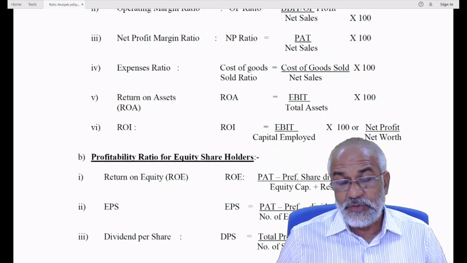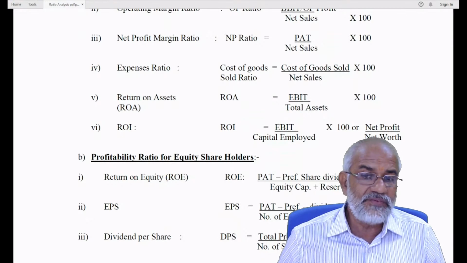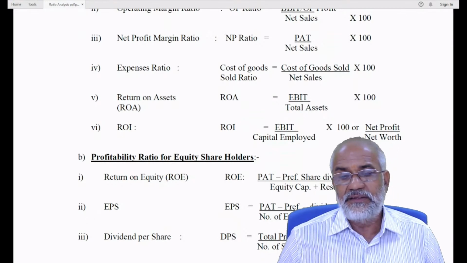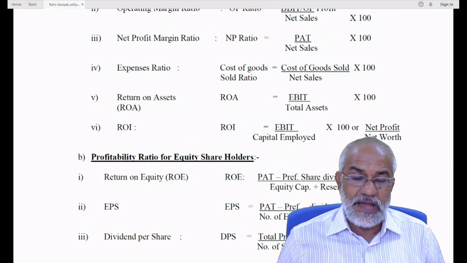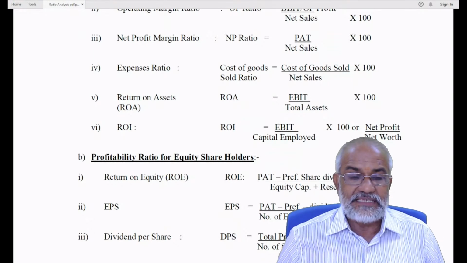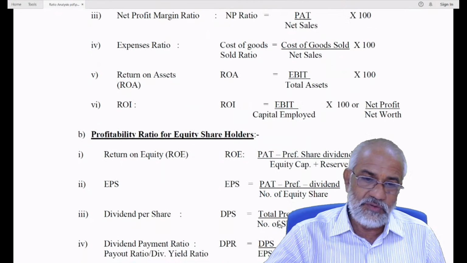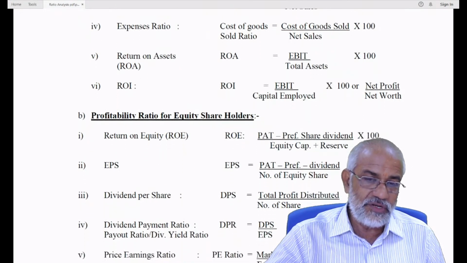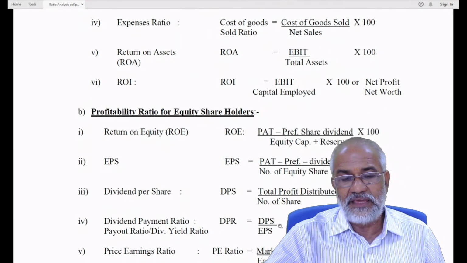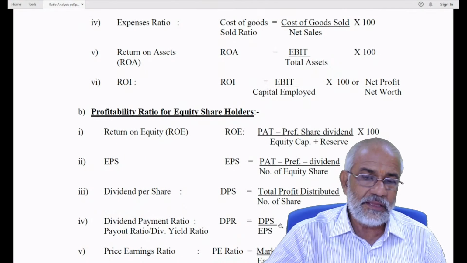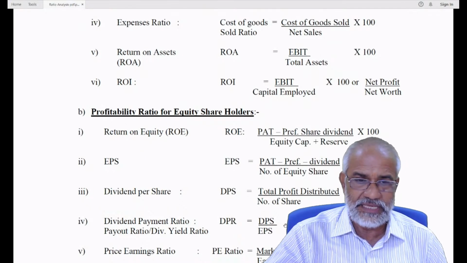Keep it in mind, it is the number of equity shares, although not the equity share capital. Profit after tax minus preference dividend divided by the number of equity shares would be the earning per share. It is an important ratio, and most of the equity shareholders are very much interested and inclined to know about this. The higher the EPS, the higher the inclination for the equity shareholders.